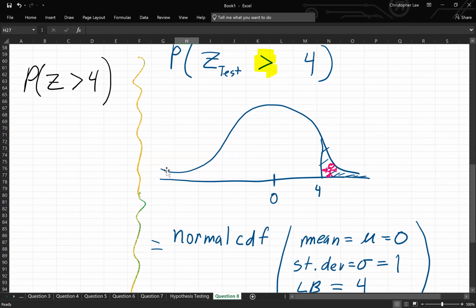Real quick. So I have the probability of Z greater than 4. You know that on the formula sheet, I can't look up greater than, I only do less than. So I have to do the complement of this. So this is going to become 1 minus the probability of Z less than 4. So what is the probability of Z less than 4?